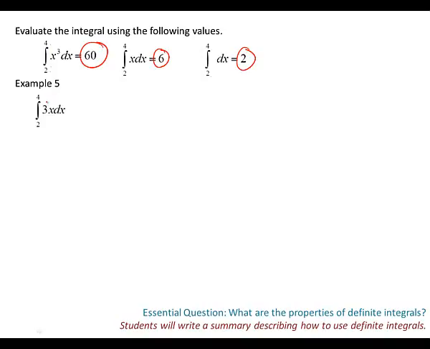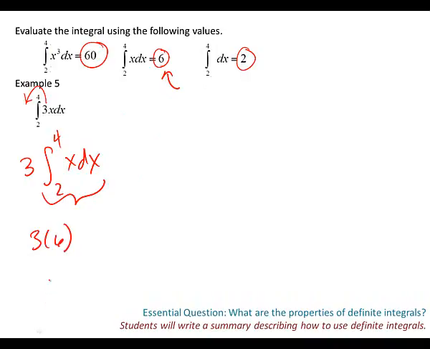So one of the properties was when I have a coefficient, where am I allowed to put it? In front. So I've got 3 times the integral from 2 to 4 of x dx. Okay, now we're going to use substitution. So when I go from 2 to 4 of x dx, what's my answer? 6. What's 3 times 6? 18. Multiplying, not adding, right?